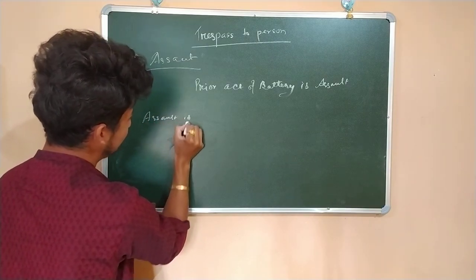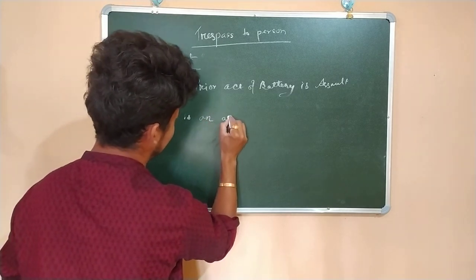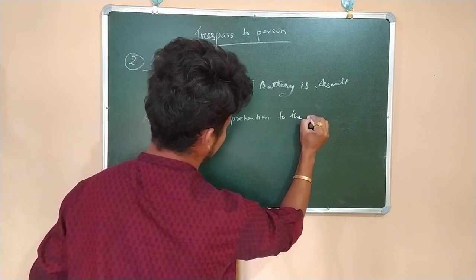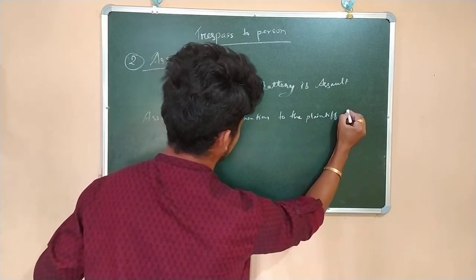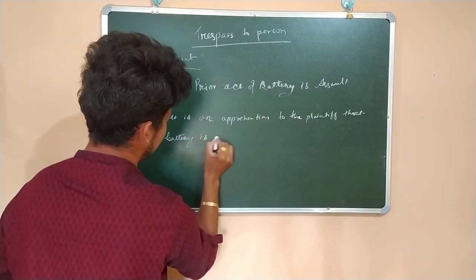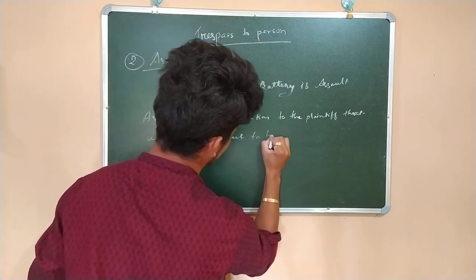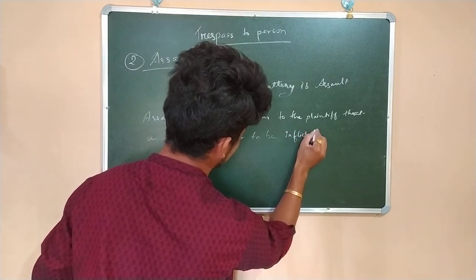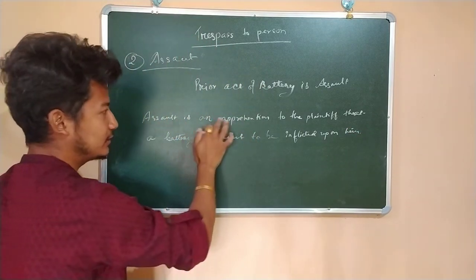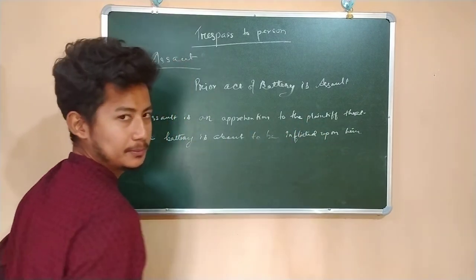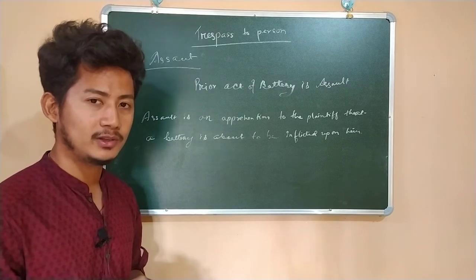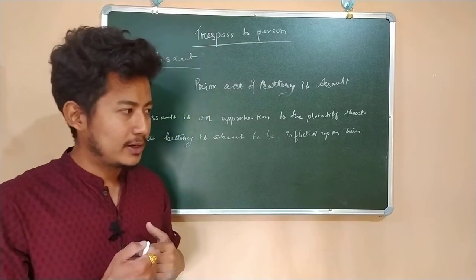assault is to the plaintiff that a battery is about to be inflicted upon him. So assault is an apprehension, okay? Apprehension to the plaintiff that a battery is about to be inflicted upon him. Okay, so this is the plain meaning of assault. So what is apprehension? Apprehension means a fear. Apprehension means a fear that, like, oh my god, I'll be beaten by him.